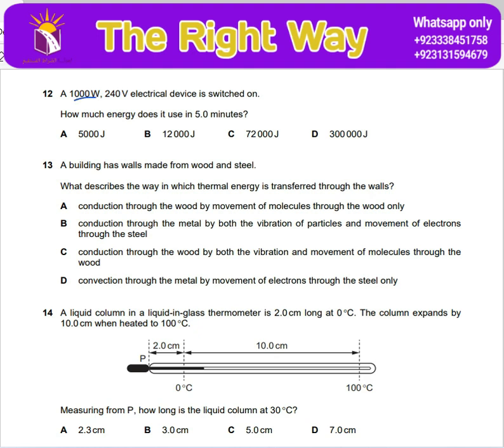We have power equal to 1000 watt, voltage 240 volt, and time 5 minutes. We have to find the energy. Power is equal to energy by time, and energy will be equal to power multiplied by time.